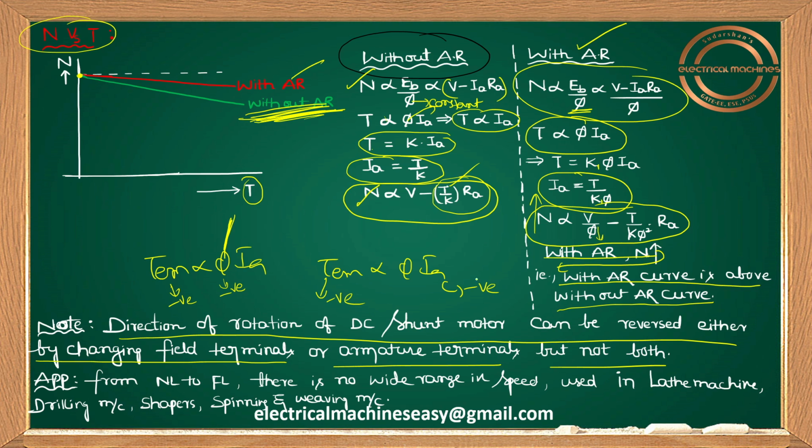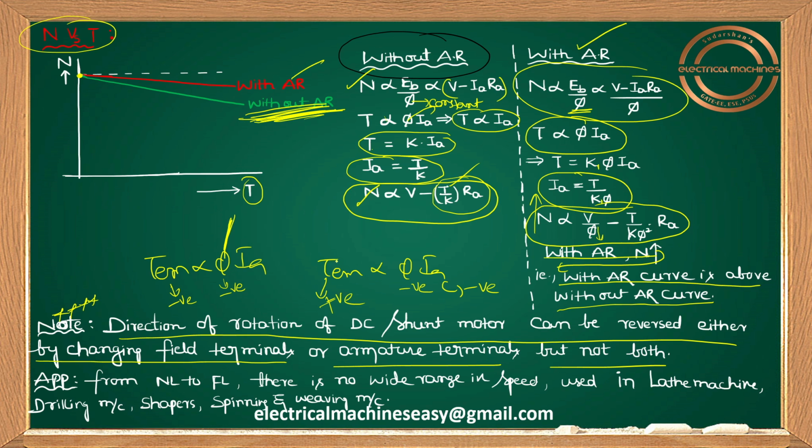Tell me what will happen if we reverse both the field terminals and armature terminals. If we reverse the armature terminals and the field terminals both, this becomes negative, and this also becomes negative. It becomes positive once again. So please try to remember, the direction of rotation of a DC shunt motor can be reversed either by changing the field terminals or the armature terminals, but not both. That is very important. You have to remember. Okay.